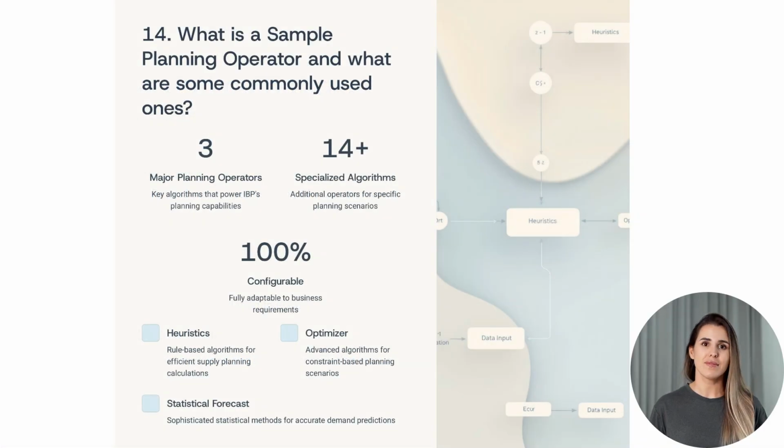14. What is a planning operator and what are some commonly used ones? Planning operators are algorithms that perform planning calculations, like forecasting or supply planning. Common operators include heuristics for supply planning, optimizer for constraint planning, and statistical forecast for demand planning.